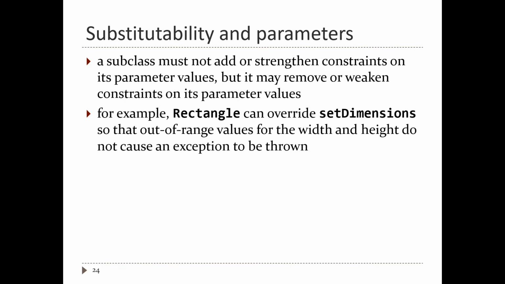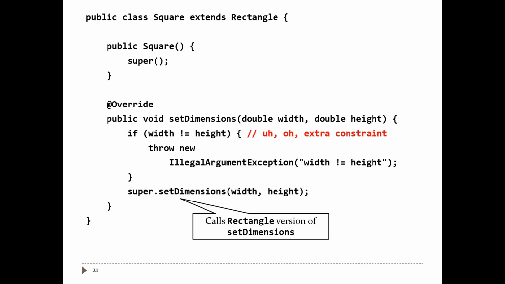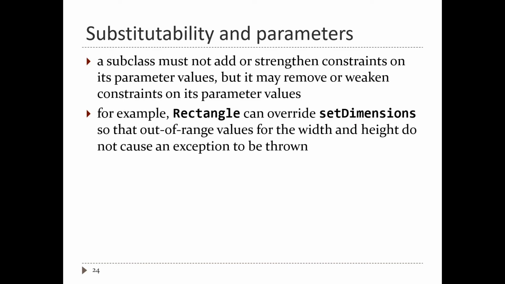Now, a method can have constraints on its parameters. A subclass that overrides the method cannot add or strengthen the constraints on the parameter values. So, for example, in set dimensions, we cannot add the constraint that the width and height must be equal. However, a method can remove or weaken constraints on the parameter values.